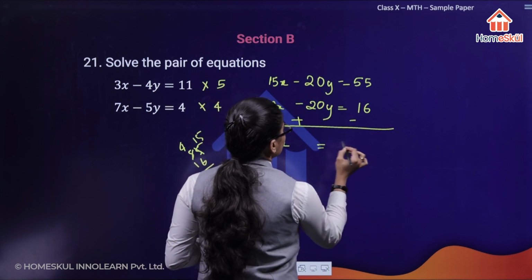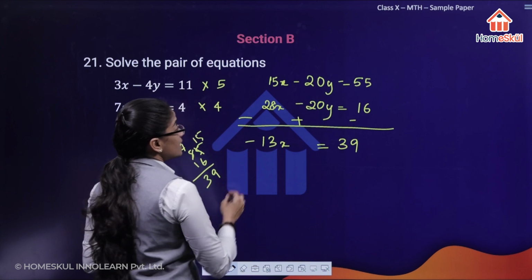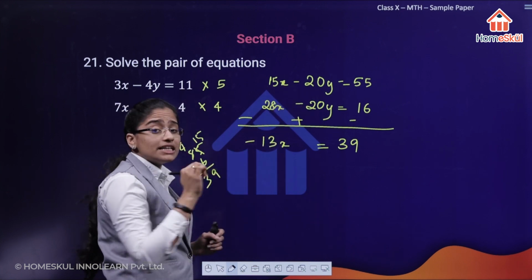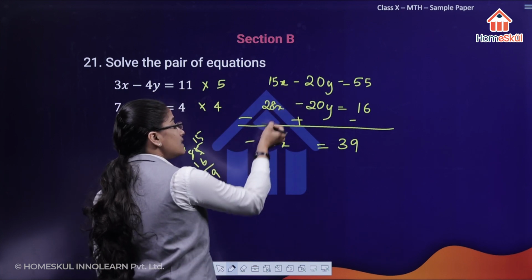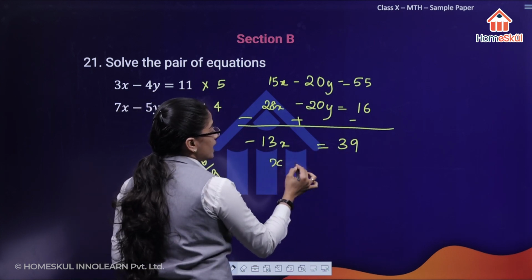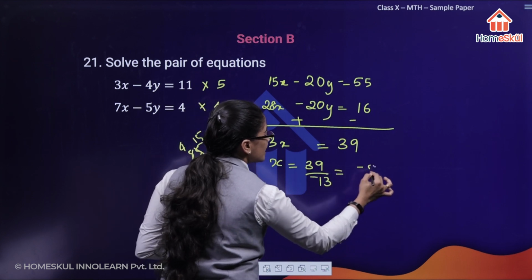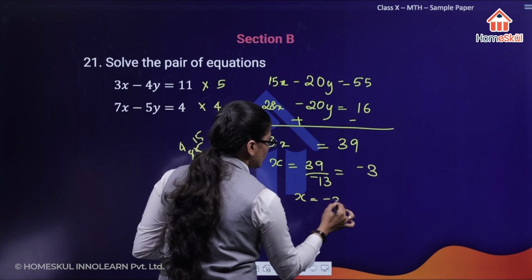It's 39. So we will be getting 13x is equal to 39 minus 13x. So it is 15x minus 28x, isn't it? That means it will be minus 13x. Minus 13x is equal to 39. x is equal to 39 by minus 13, which will be minus 3. So we are getting x is equal to minus 3.